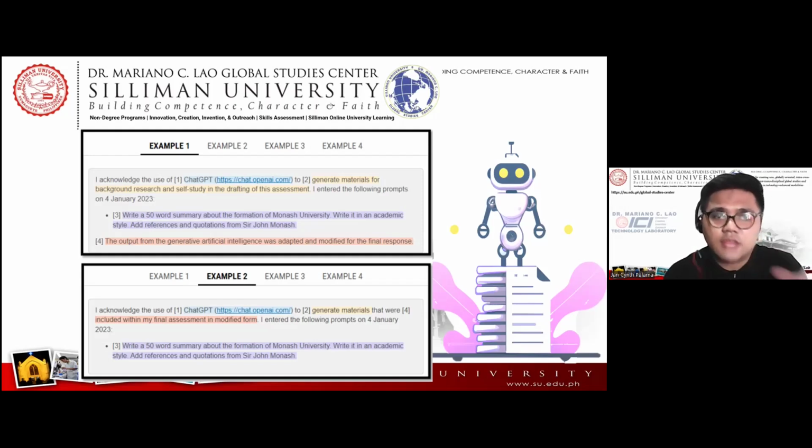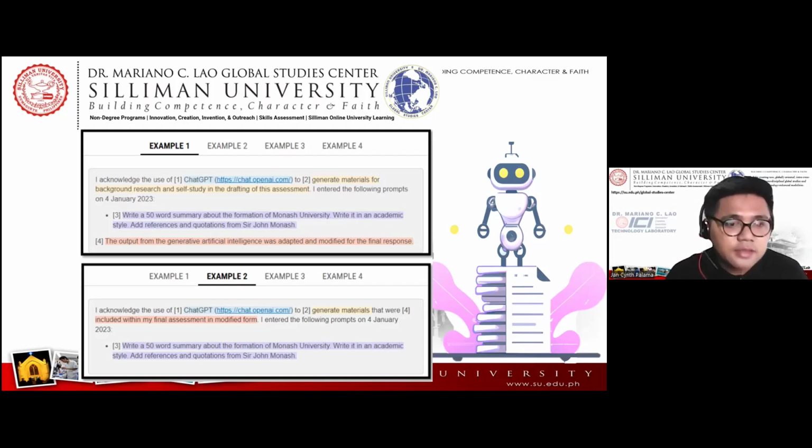Then you need to declare it in the form. That's your prompt. And lastly, the output from generative AI was adapted and modified for the final response. Meaning to say, aside from the recommendations of ChatGPT, the recommendations of an AI, you can actually modify it by your own idea. But make sure to also learn to consider the use of AI declaration, because this will help you support your content, your answer.